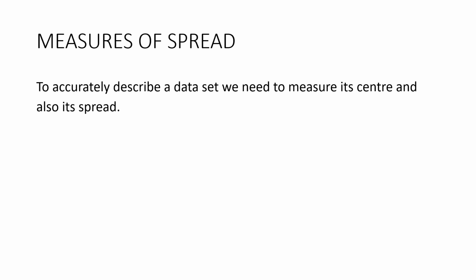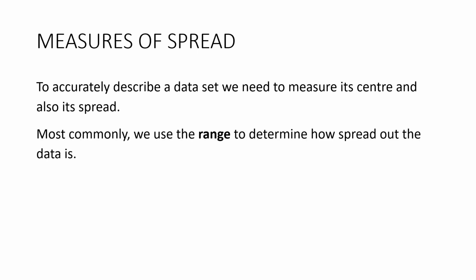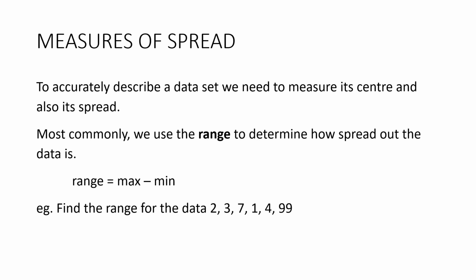Now to accurately describe a data set we need to measure its centre, which we looked at last lesson, but also its spread. And most commonly we use the range to determine how spread out the data is. That's simply the maximum value take away the minimum value. So here's an example. Find the range for the data set 2, 3, 7, 1, 4, 99. The maximum is 99, the minimum is 1, and so the range is 98.